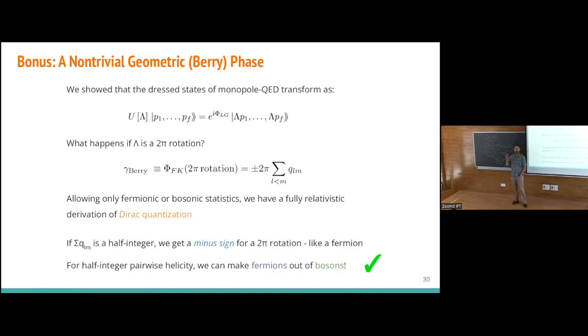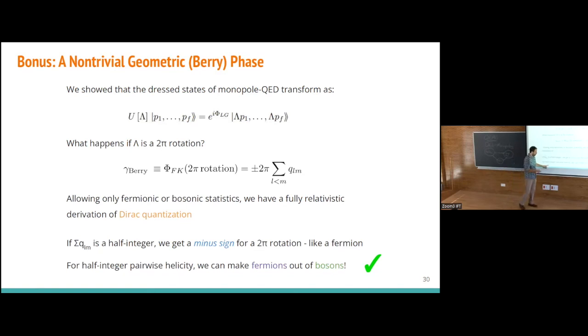So this is a completely quantum field theoretic derivation of Dirac quantization without talking about Aharonov-Bohm experiments and flux tubes and all these things. It's just from the quantum field theoretical definition of the state and demanding that the statistics is either bosonic or fermionic. And this is the geometric phase associated with our system, because that's the phase that your quantum state gets after you do a full circle rotation. The bonus here is if the sum of all pairwise helicities in the system is half integer, this phase actually ends up being a pi. So we get an extra minus sign.